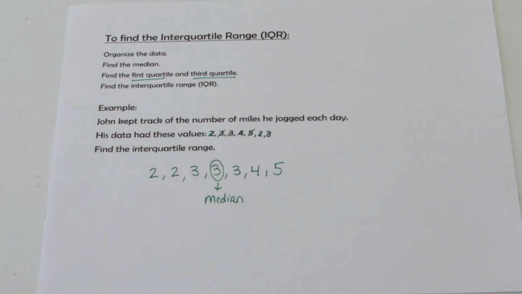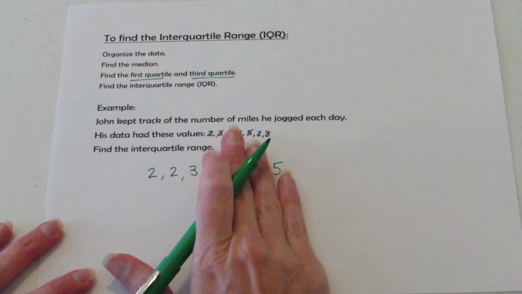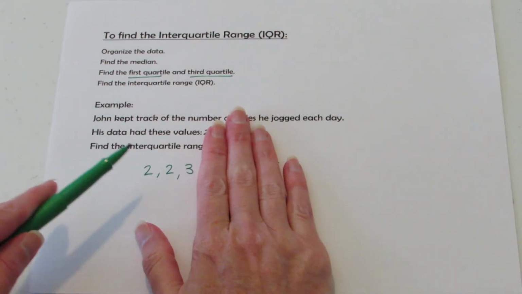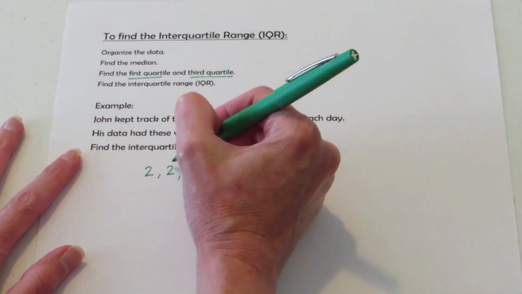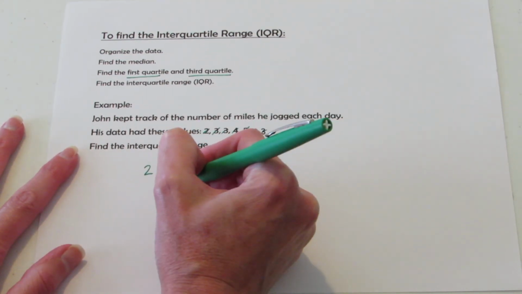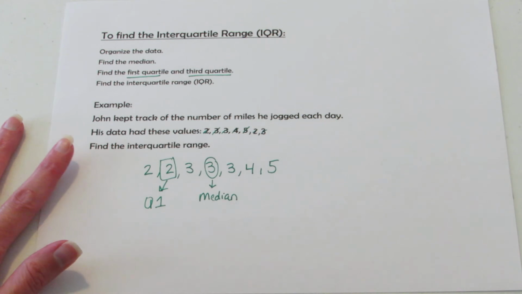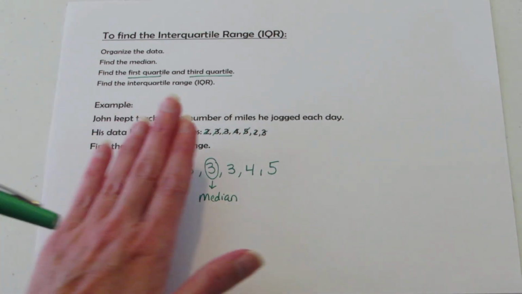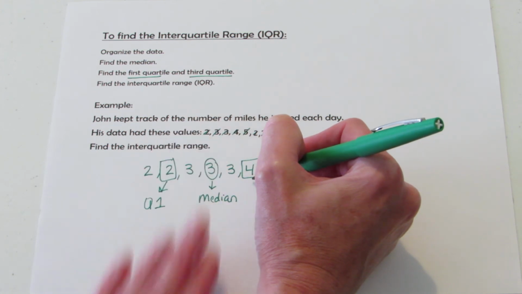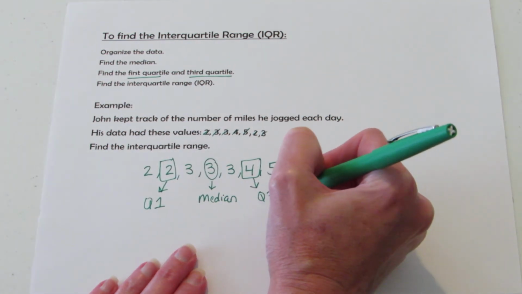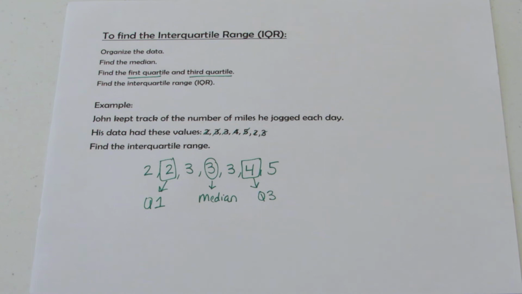Remember, quartile has that base word that sounds like quarter. We're talking about dividing our data into fourths. So if I'm looking at the left side, this 2 is going to be the median of that left side. And this is what we're going to call our first quartile, or quartile 1. Over here, this one's in the middle of that side of the data set, and this is our third quartile, or quartile 3.